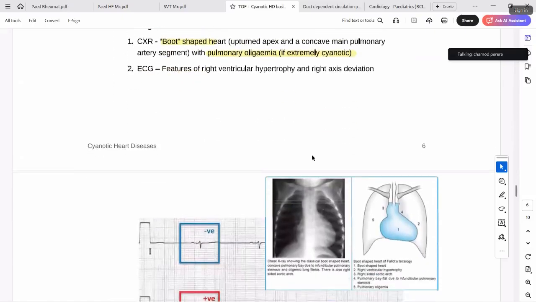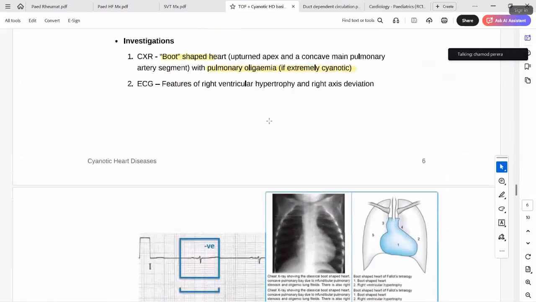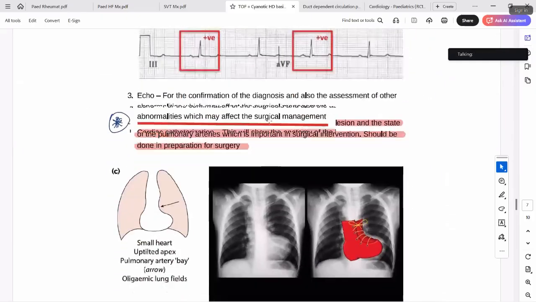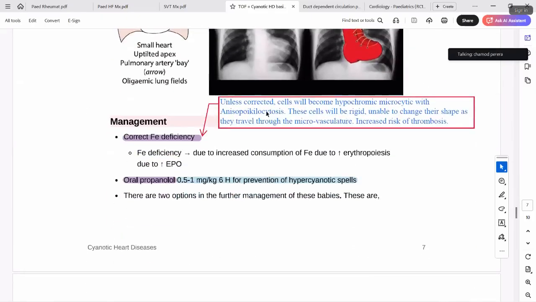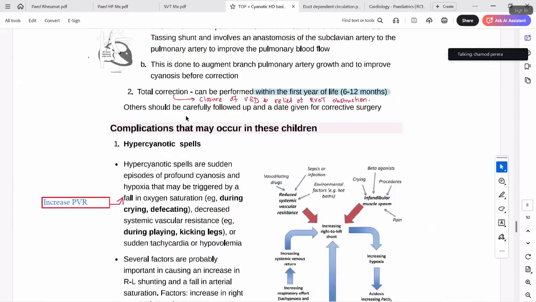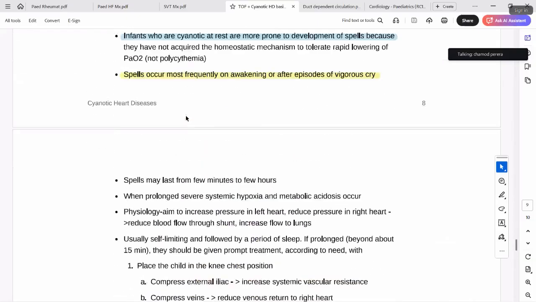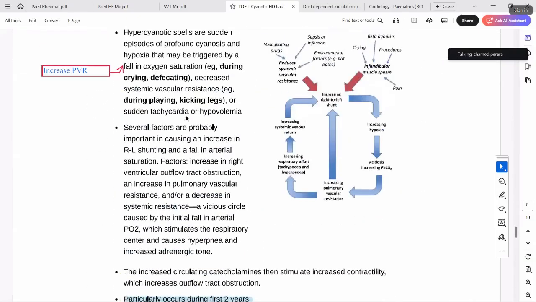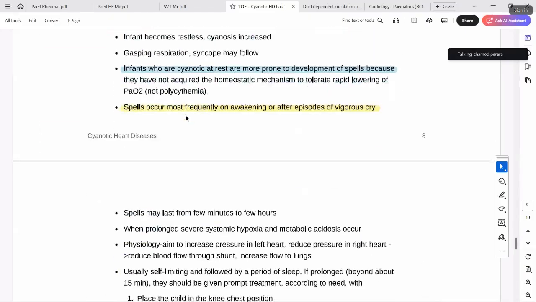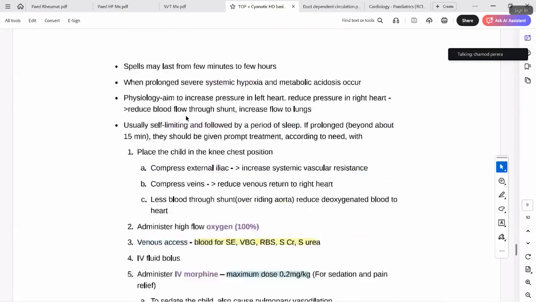Right. Then, with regard to investigations, you will get a boot-shaped heart, and there will be pulmonary oligemia because of the pulmonary stenosis. There will be a pulmonary oligemia in these patients. Right. So, the management of these patients. The other thing you need to know with regard to the management of these patients is the management of the hypercyanotic spell, right? In cyanotic heart disease, you need to know the management of hypercyanotic spell, right?